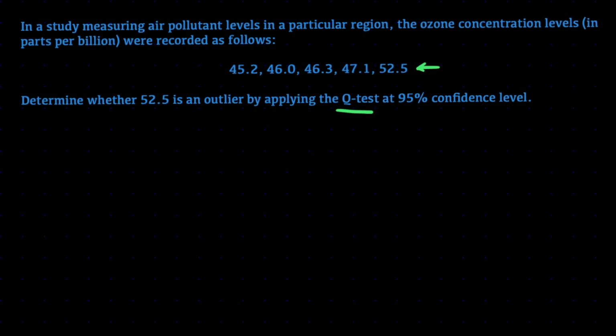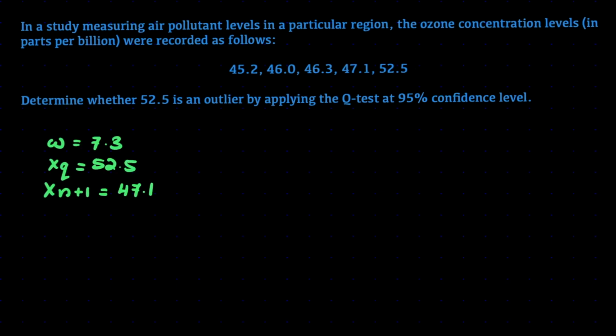So the range is the largest value minus the smallest. The largest value is apparently your outlier, which is 52.5, minus the smallest value, which is 45.2. So you will get your range equivalent to 7.3.